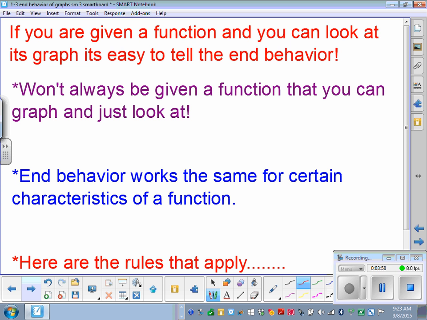Now, it was easy to see if you were given a graph, right? You were able to look at it and say, okay, it has up and up behavior. It has down and down. But we're not always going to be given a function that you can graph and look at the end behavior. So you have to know the rules. You have to know these rules.